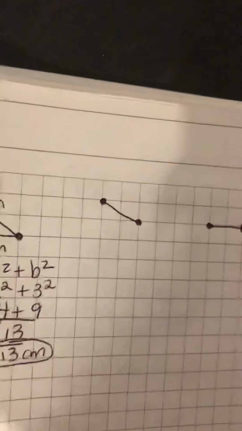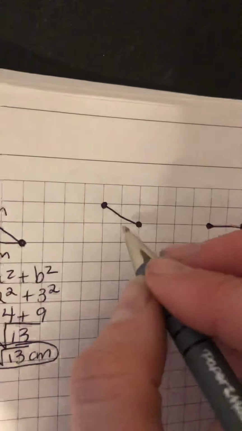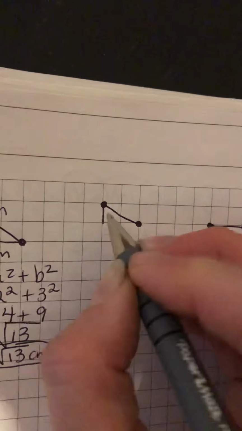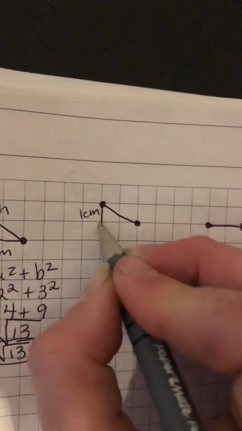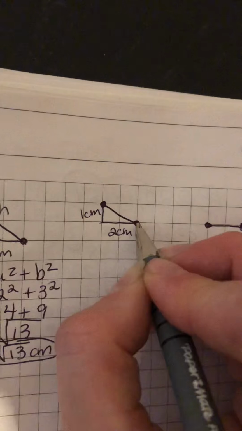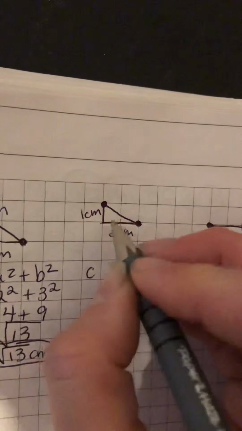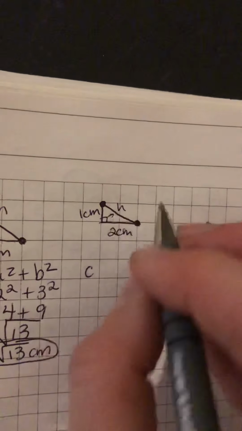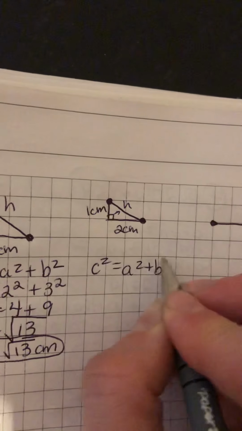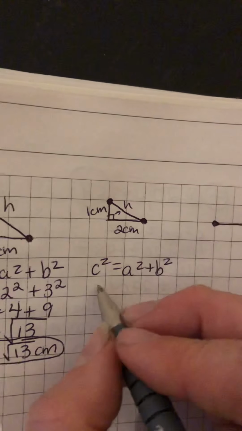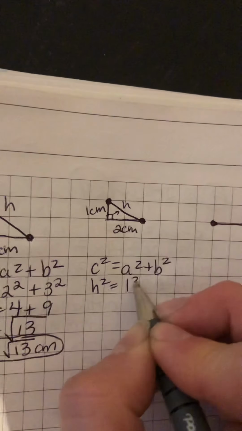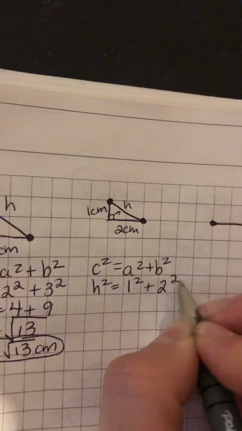Okay, do the same thing for the second line. Create that triangle so it goes down 1 centimeter and it goes over 1, 2 centimeters. Make sure you're going all the way to the point there. So again, we don't have the hypotenuse, which is the line segment. So we go c squared equals a squared plus b squared. C squared is h squared, and then a and b are 1 squared and 2 squared.